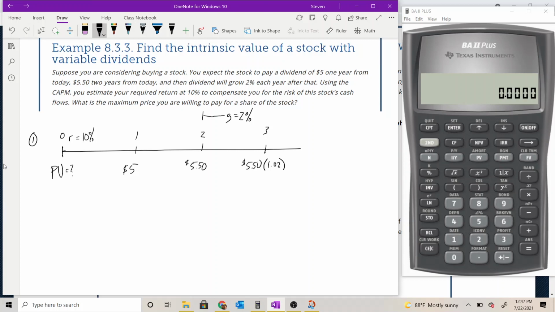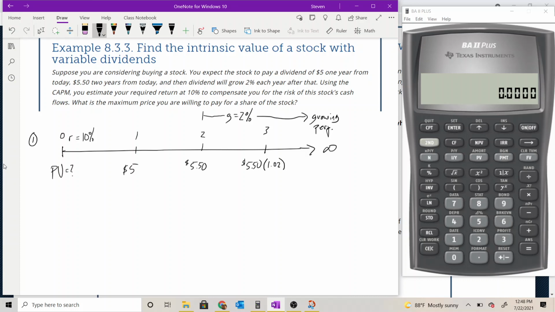Okay? Once we hit this growth rate, we have a growing perpetuity. All right? So starting at the end of year 2, we get that last specific dividend. Now we've got a growing perpetuity going on into infinity. All right, so this pattern would just go on, and we don't have to project any more cash flows because we know how to deal with that. We can use the present value of a perpetuity formula and find the present value of this thing.